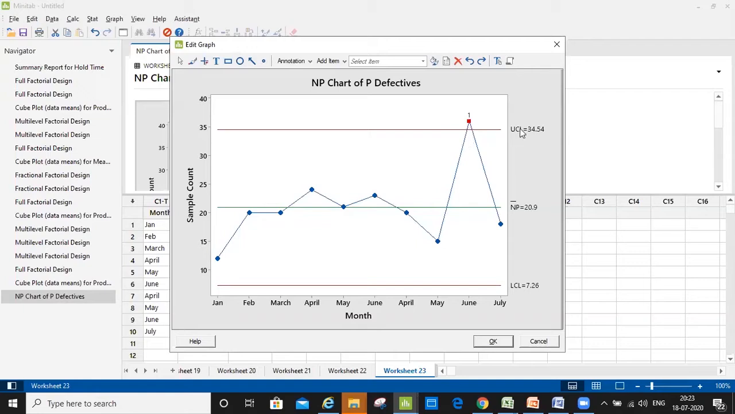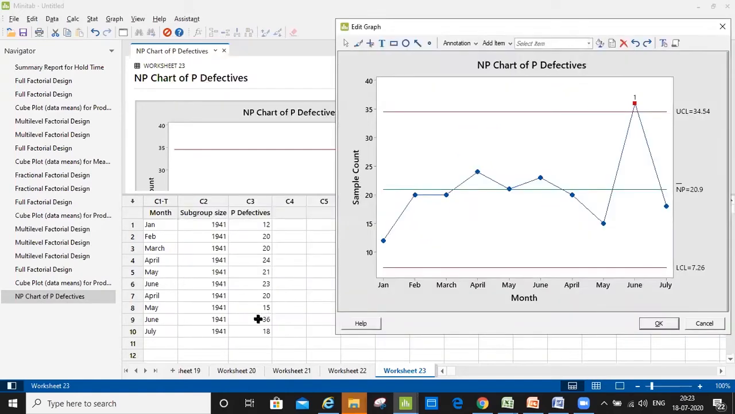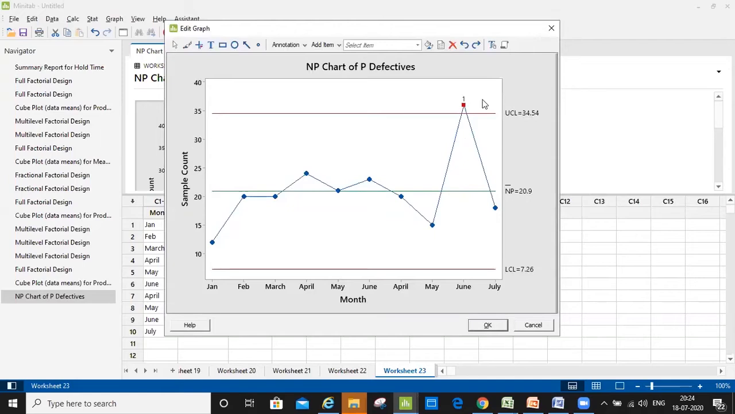This one data point is outside the control limit, 34.54 being the maximum. Let's click here. It says it failed, because this is outside the control limit. Which means for the month of June, there is a special cause being observed. So let's look at it here. In June, you see the defectives were 36. As compared to the entire data we have, 36 is coming up as outside the control limit. So now the action is to try and identify what happened in June due to which we have the maximum number of defects.